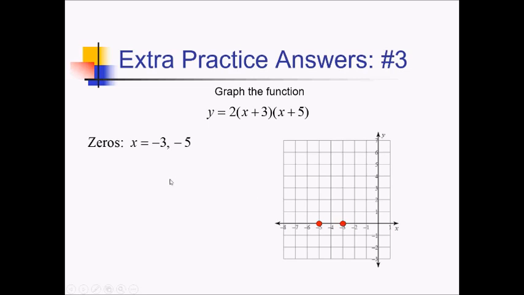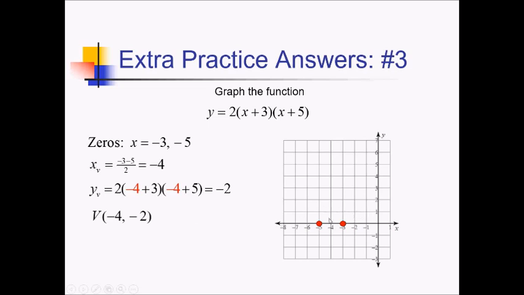And now we need the vertex. To get that, we can average the zeros together. So -3 plus -5 over 2. That's going to be -8 over 2, which is -4. Now we plug that back into the equation to get the y value of the vertex. So we've got, let's see here, -4 plus 3 is -1. -4 plus 5 is +1. -1 times 1 is -1, times the 2 out there is -2. So we have -4, -2 for the vertex.